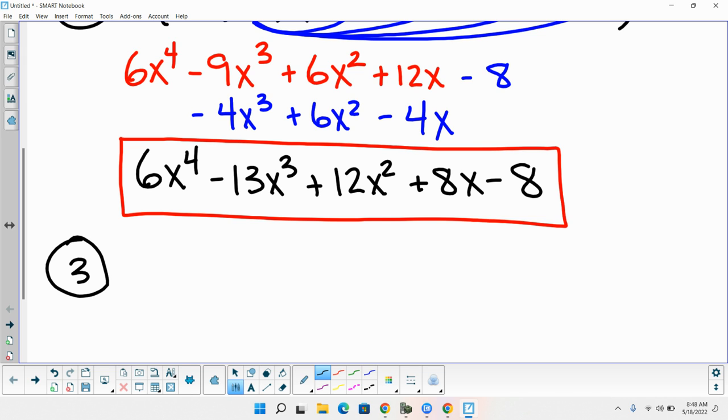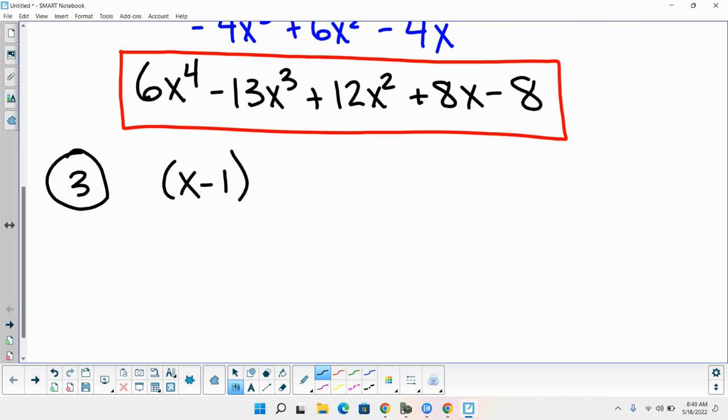Basically. All right. Number 3 is the synthetic division one. When you're dividing by x minus 1, okay, you make a little corner box, and what value of x makes it 0 goes in the box. So what do I put in the box? 1. Positive 1, okay?